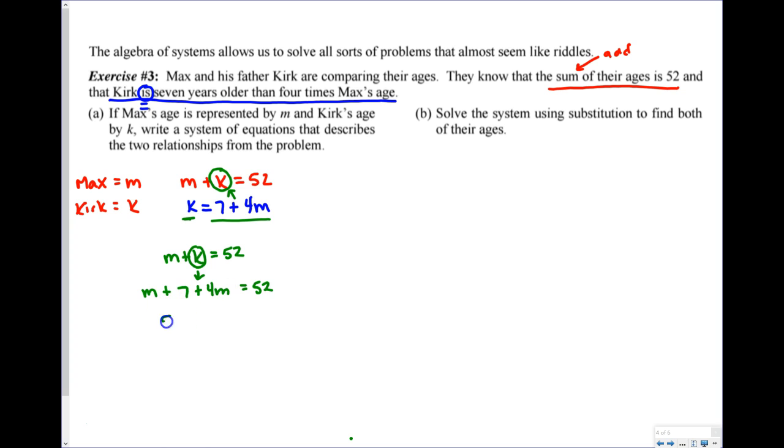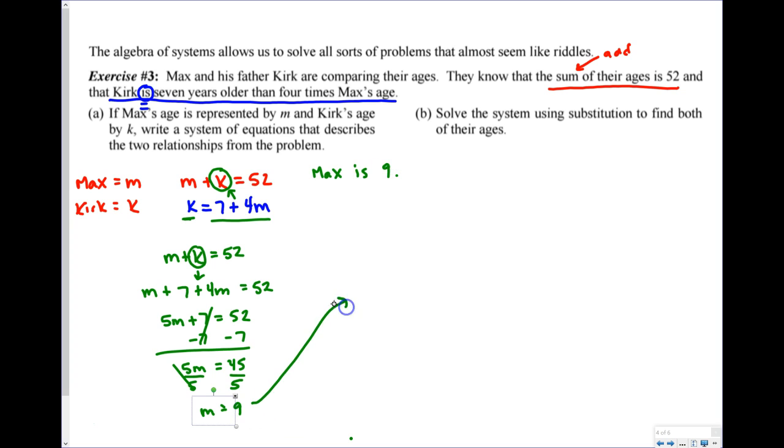4m plus m is 5m, like terms. Subtract 7 on both sides to solve. 5m is going to equal 45. Divide both sides by 5, and I get that m equals 9. So now I know that Max is 9. But I have to find out how old Kirk is.